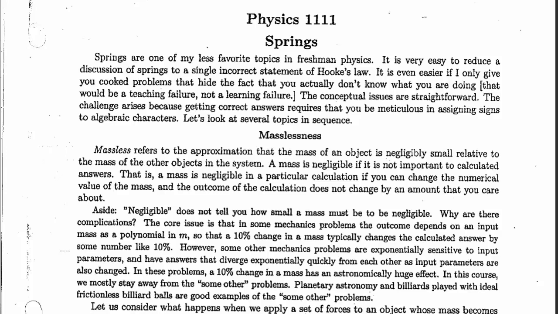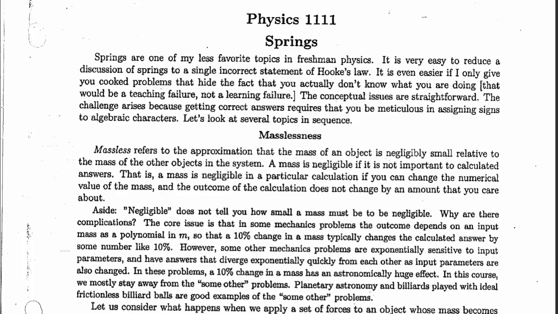The core issue is that in the sort of mechanics problems you've done, like the falling object, the outcome of a calculation depends on the input numbers, the masses, as some polynomial in the masses. So if you change the masses by, say, 10%, the calculated answer will also change by some number like 10%. Maybe not exactly 10%, but something like that.